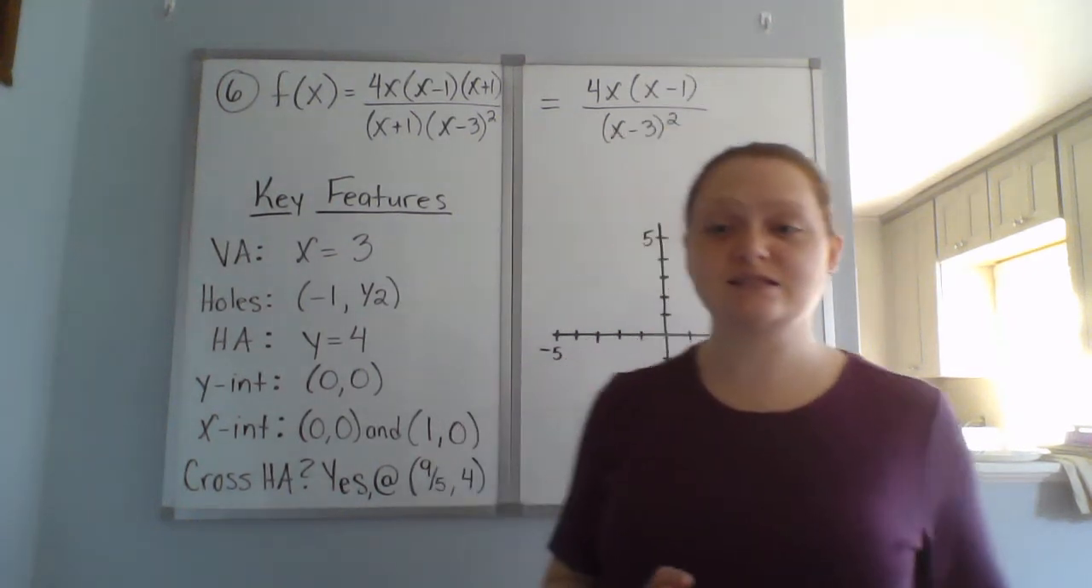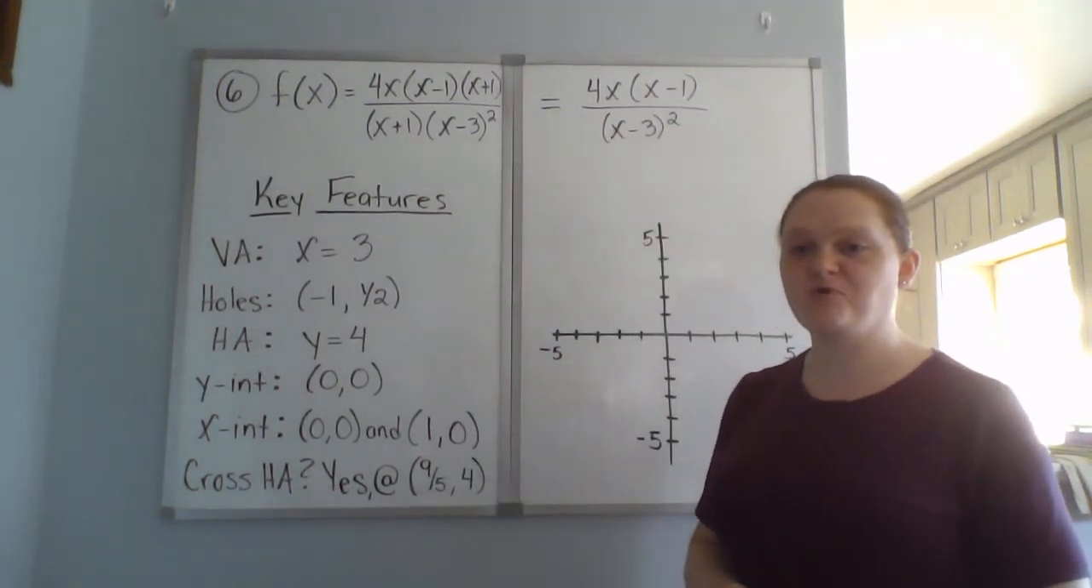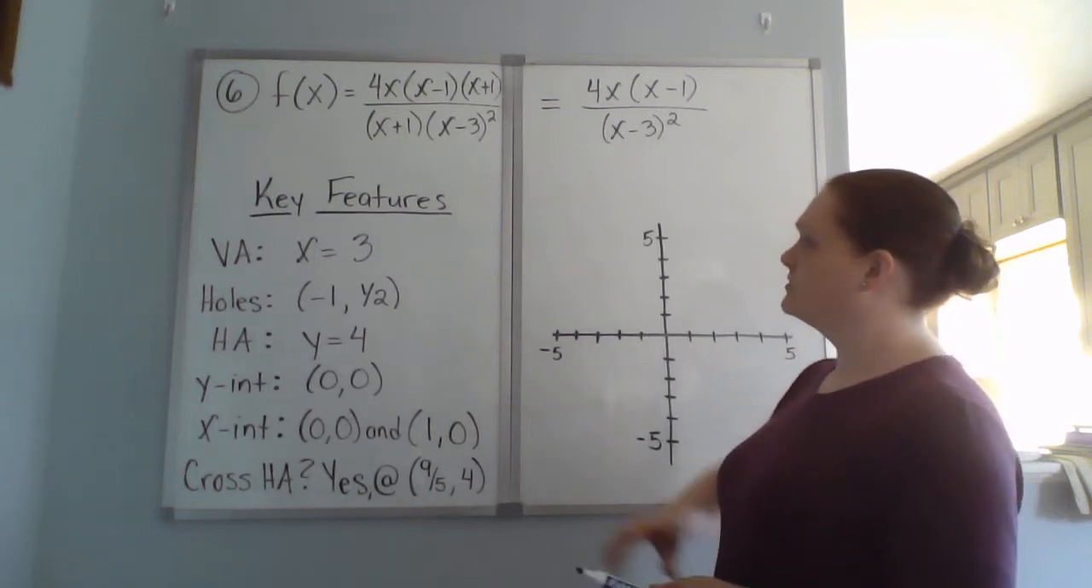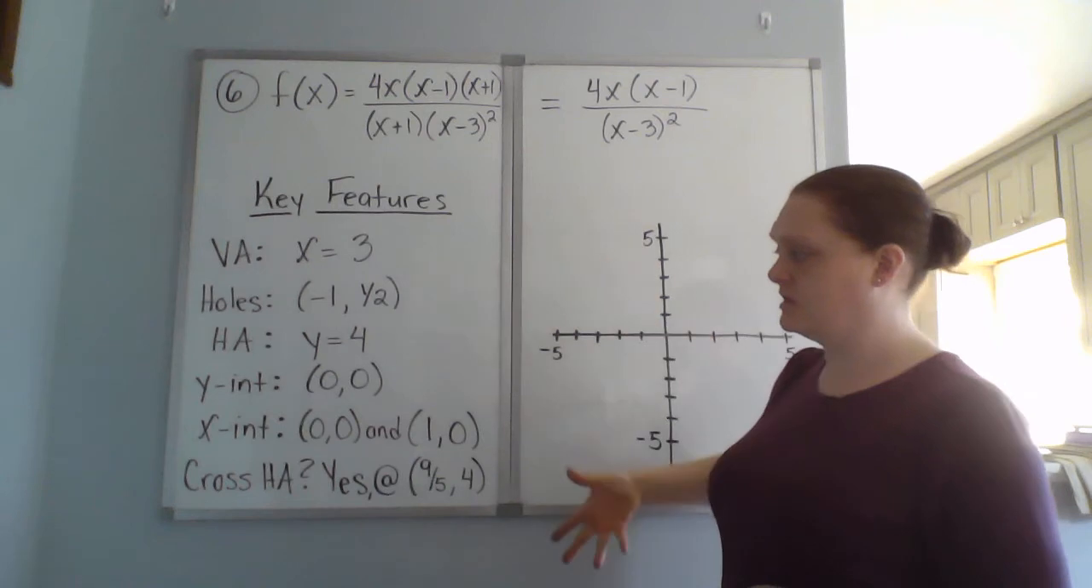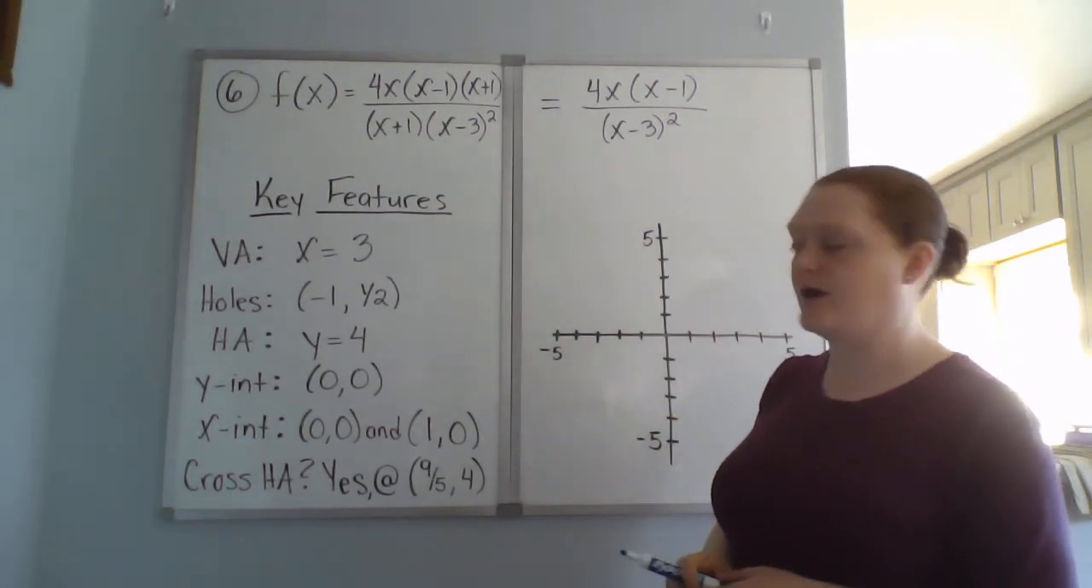Okay, so this is the last example we're going to go over, and this is actually from your homework from day 2. So these are all the key features that you had found. This is a simplified form of the function. So I'm going to start filling in the key features on the graph, and then we'll take a look at what's going to happen from there.